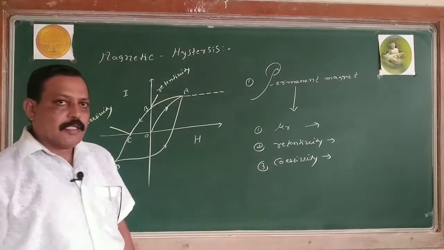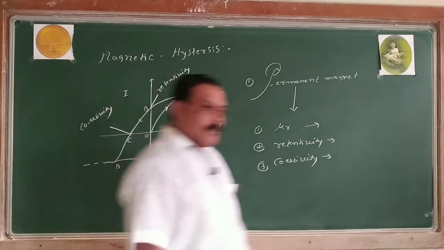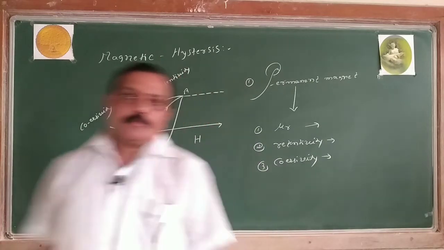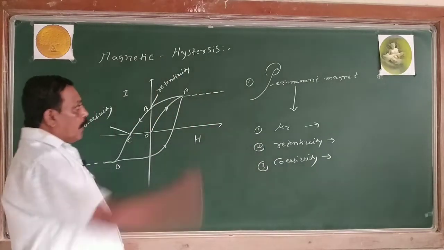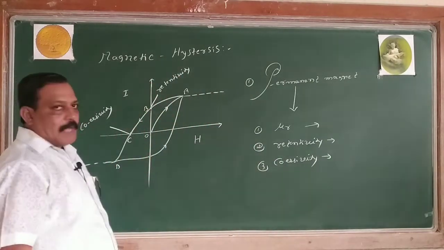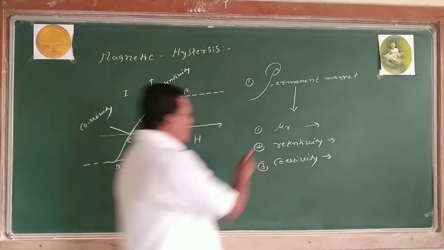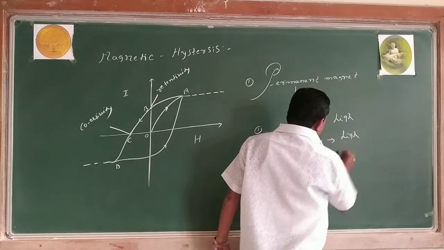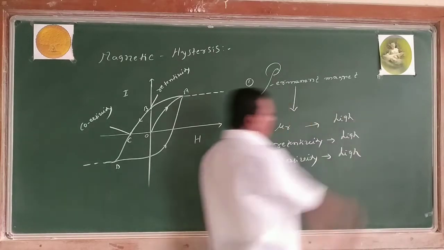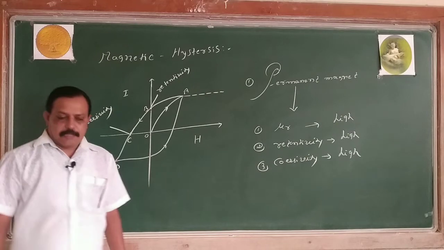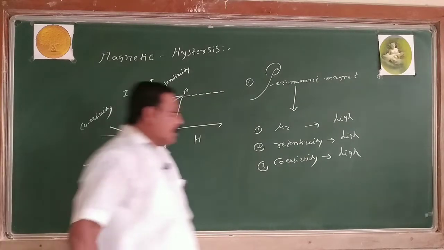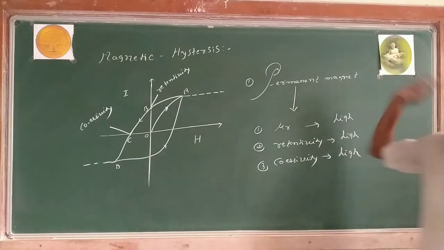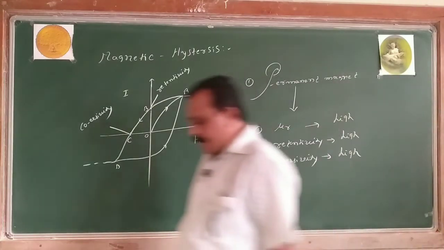should be there. So the deciding factors to make the permanent magnet and electromagnet are retentivity and coercivity. To make the material a permanent magnet, it should possess high permeability, high retentivity and high coercivity. All must be high. The material which possesses high permeability, high retentivity and high coercivity is selected for what? Making permanent magnets.